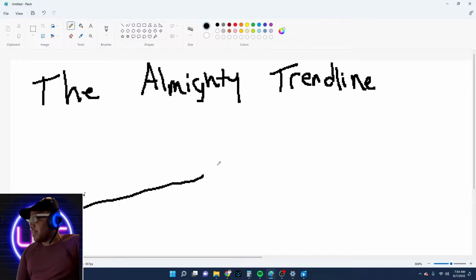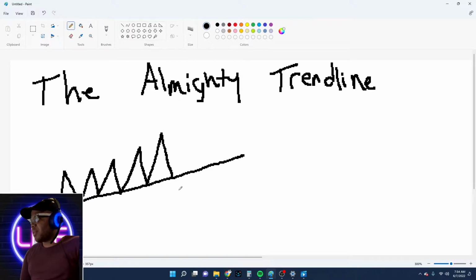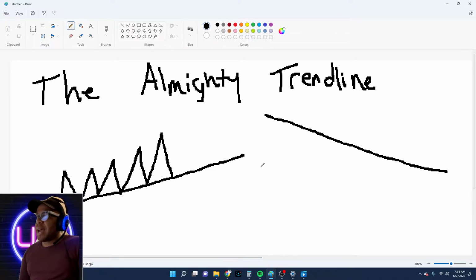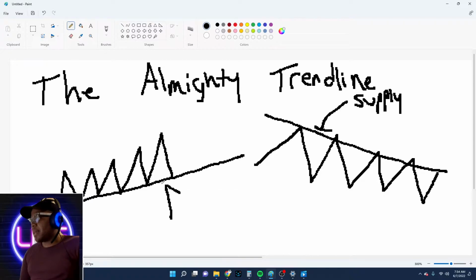So the trend line is obviously a line that follows the trend, right? What's important to realize though is that the trend line on a market that's moving up is going to be on the bottom, okay? Because every time it touches this, it's going to be reacting to this trend line. A trend line on a market that's moving down is going to be on the top, okay? Because supply is coming in at this line to push price down every time it gets there. So this is going to be supply, and then demand is going to be pushing this up, right?